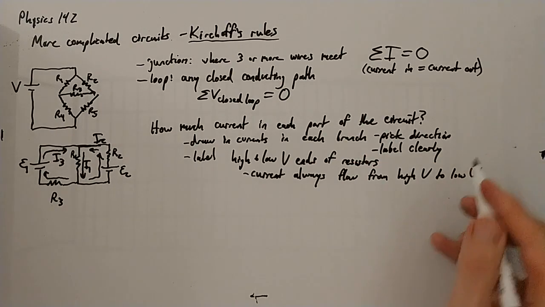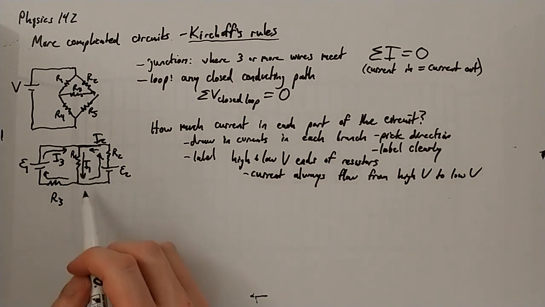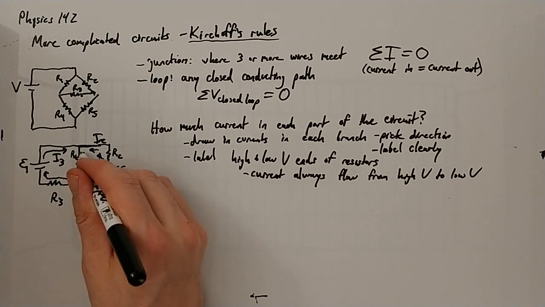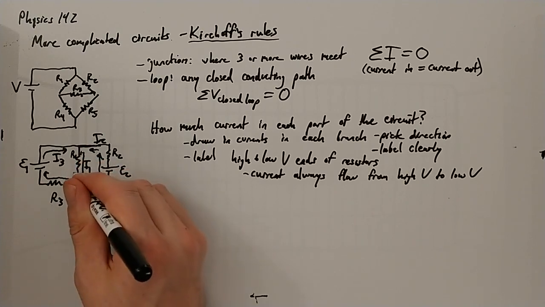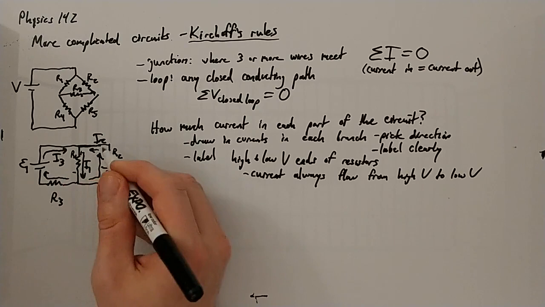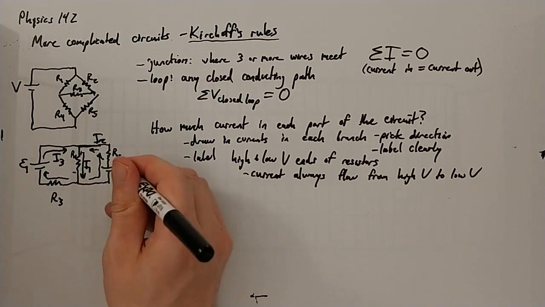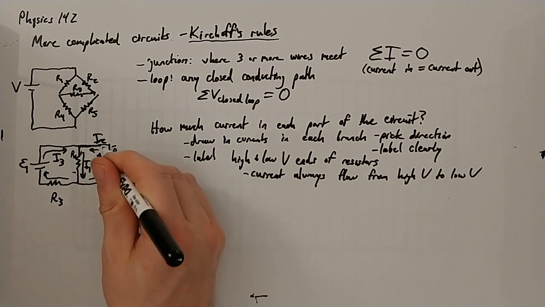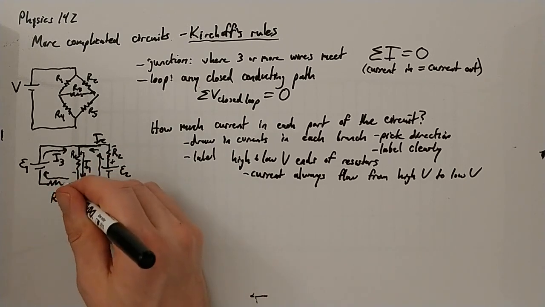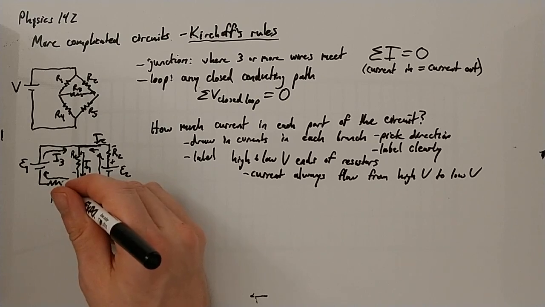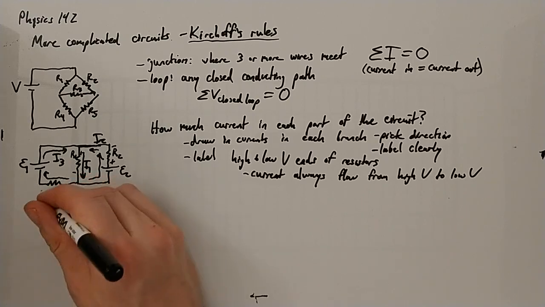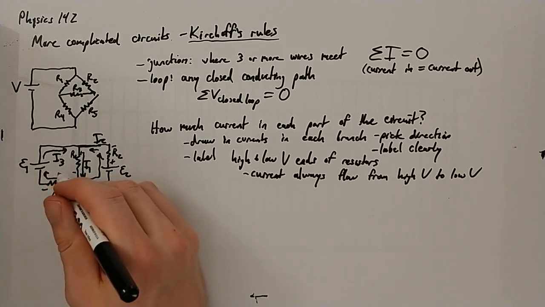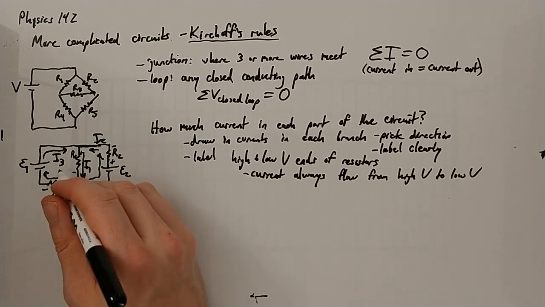So what we can do is, if we've chosen a current direction, then we should label that this must be the positive end, and this would be the negative end, because the current's flowing downhill. Here we would say this is the positive end and this is the negative end, because that's the direction we chose our current to flow. And here it always flows from positive to negative.